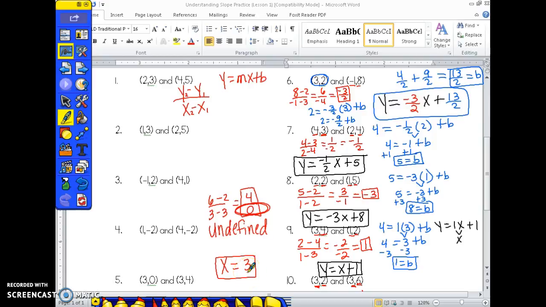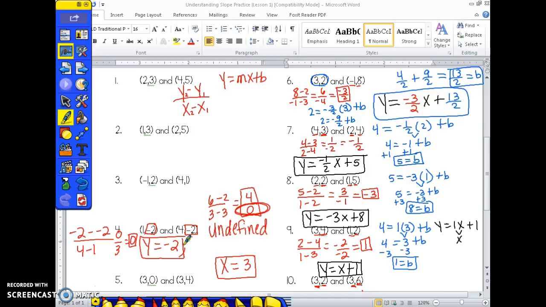The same thing if you look at number 4. You have negative 2 for y, negative 2 for y. The equation would be y equals negative 2. Because for this one, you're going to get a slope of 0 because negative 2 minus negative 2 is 0. 4 minus 1 is 3. 0 divided by 3 is 0. No matter what I plug in for x, 0 times x would be 0. So that would leave me with just y equals negative 2.